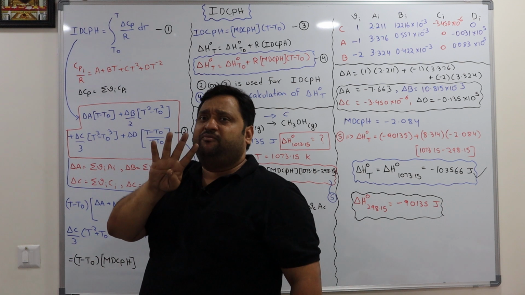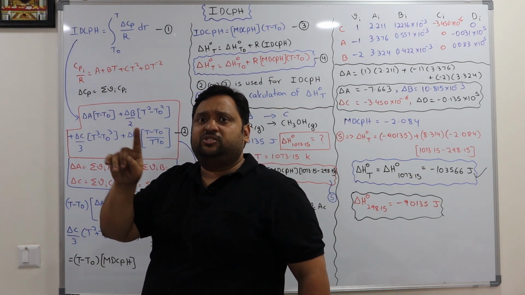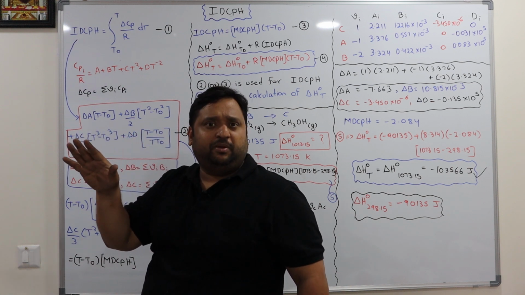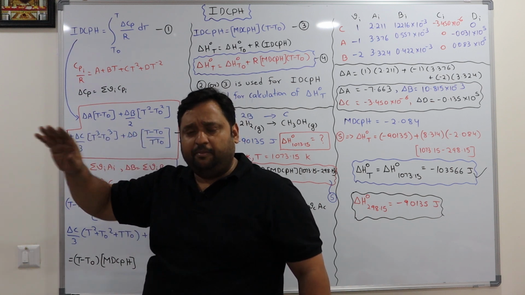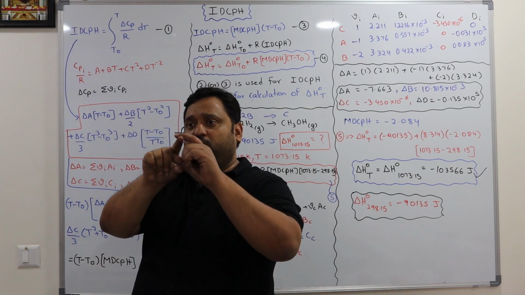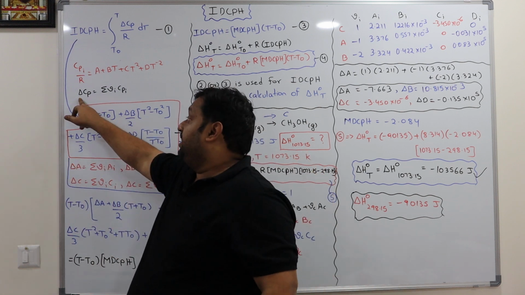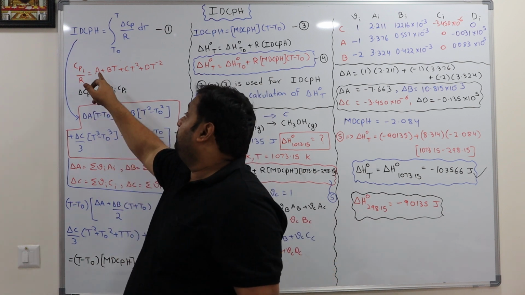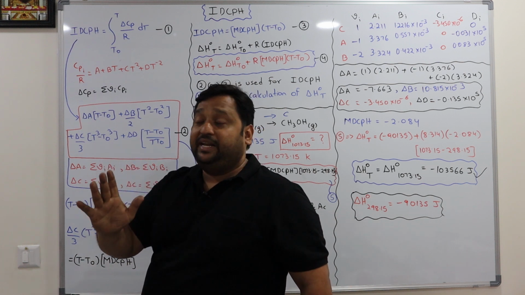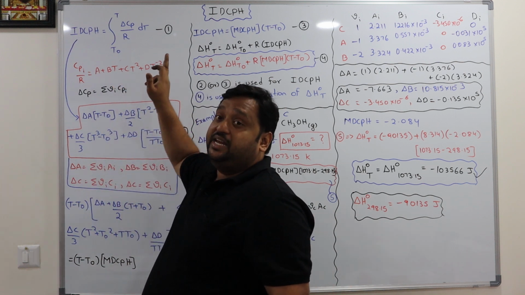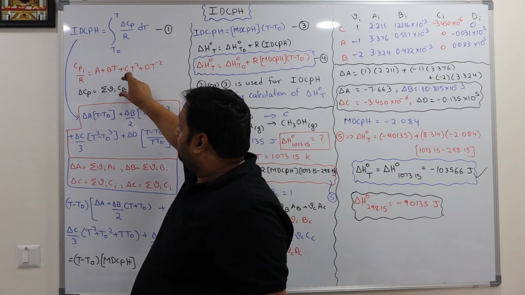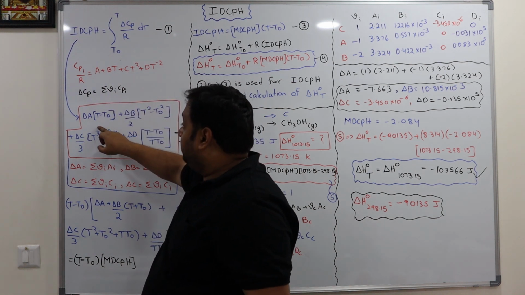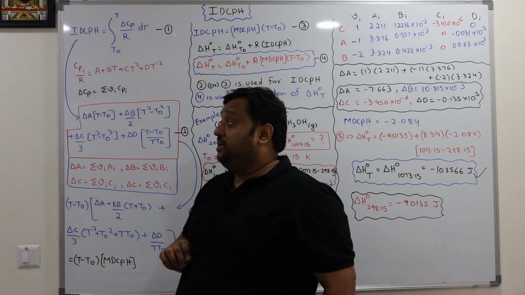Example, there are four components: A, B gives rise to C and D. Va into Cpa plus Vb into Cpb plus Vc into Cpc plus Vd into Cpd. If you sum all these terms, then you get the del Cp term. Every Cp consists of these four terms, A plus BT plus CT square plus D T power minus 2. So once you substitute all the Cp information in this formula, you get this big term.